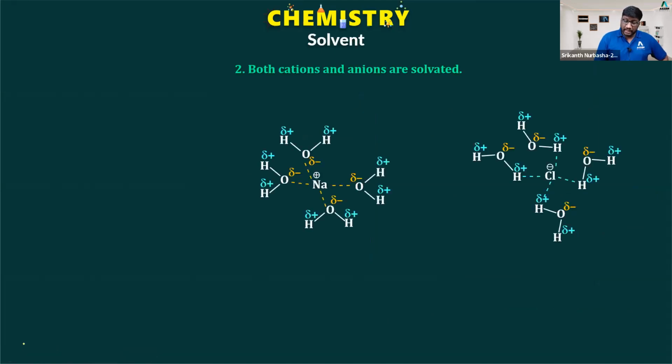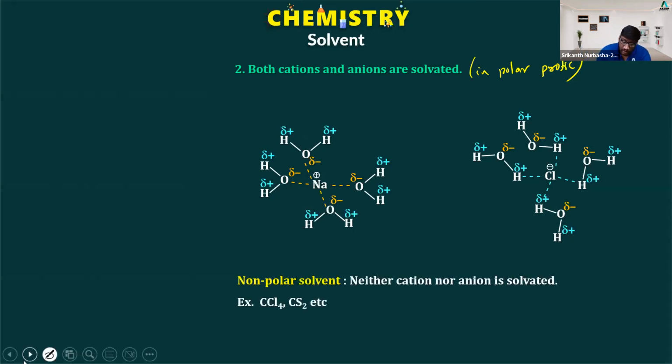Both cations and anions are solvated in a polar protic solvent. In a polar protic solvent, like Na+ Cl-, if you add it to H2O, the Na+ ion is solvated, Cl- is also solvated. In a non-polar solvent, neither cation nor anion is solvated. Non-polar solvents, you can say CCl4, CS2, etc.